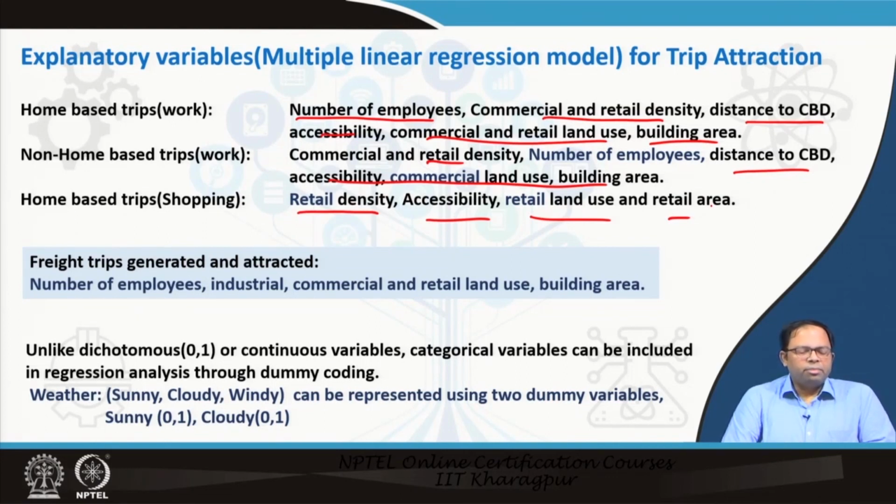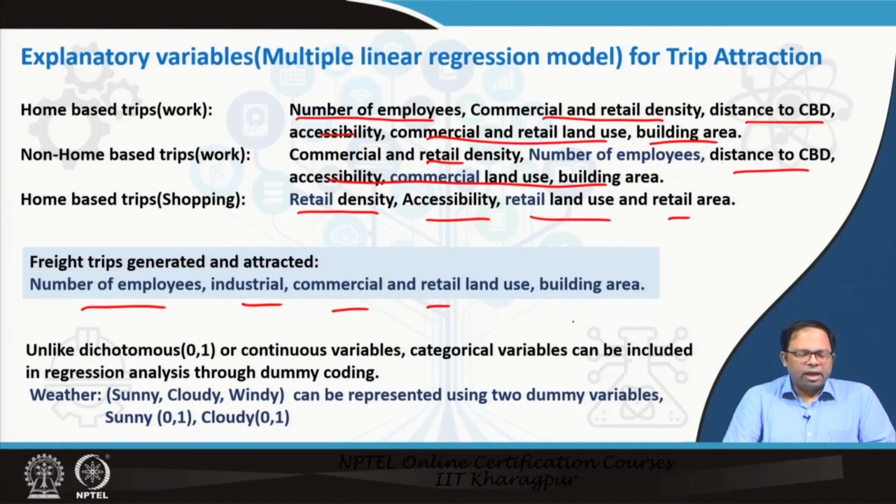So, similarly, freight trips generated and attracted could also be predicted. So, this could be predicted based on number of employees, industrial, commercial and retail land use, and also the building area that is there in that particular zone, because this actually determines the number of freight vehicles that would be both produced as well as attracted to that particular zone.